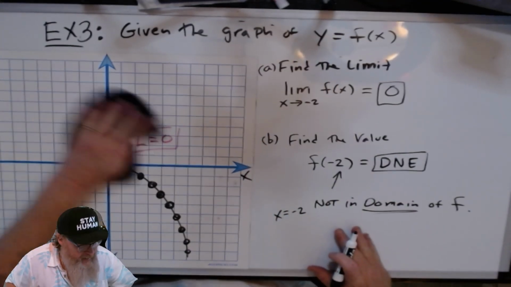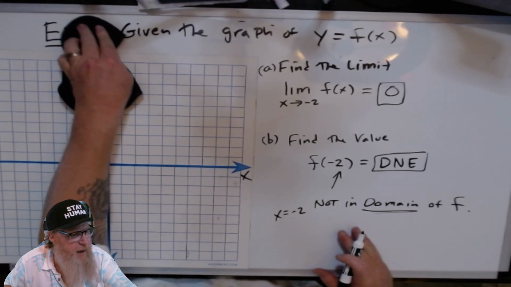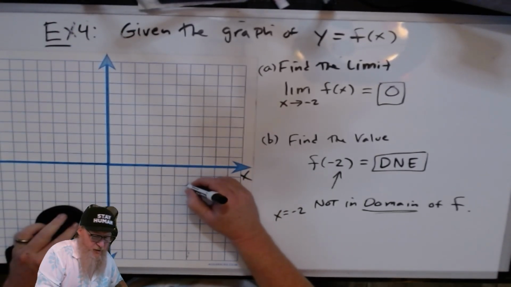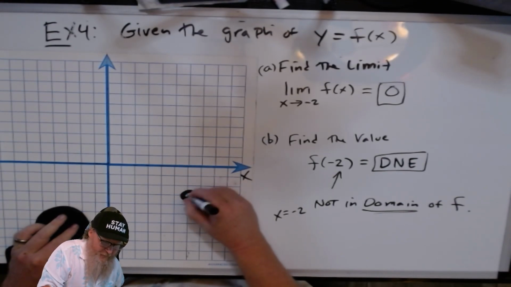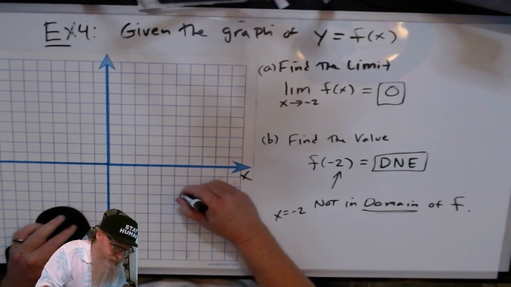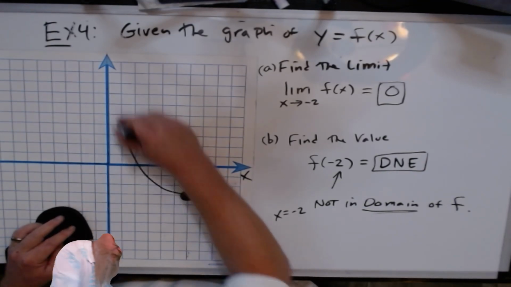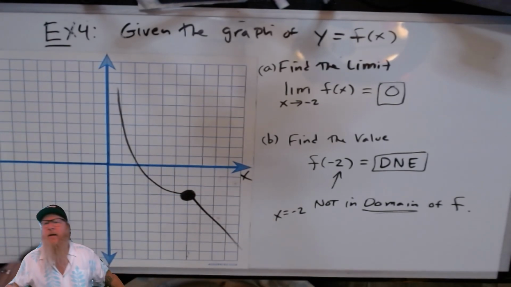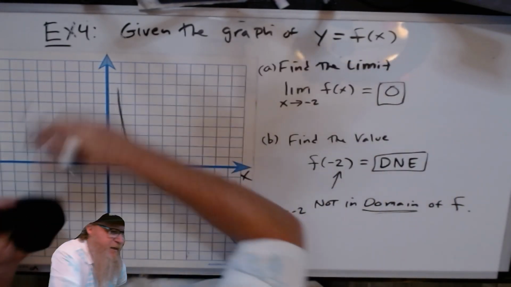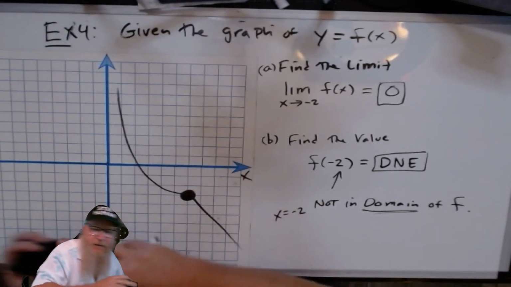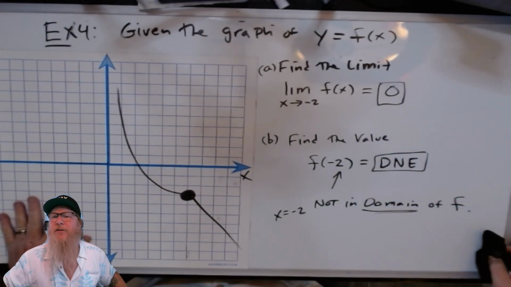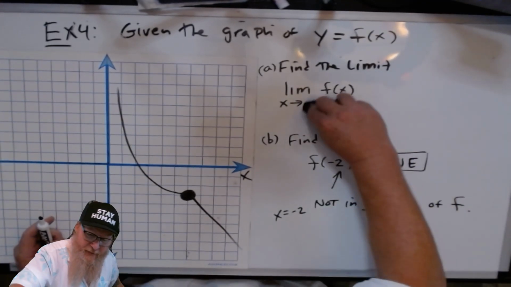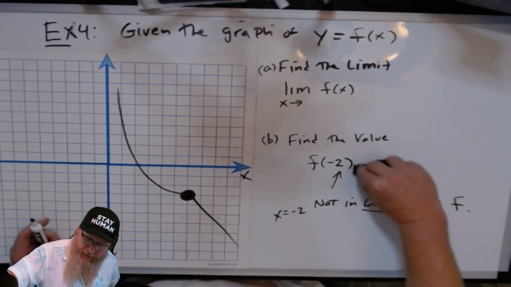The best case scenario, if you like to be an optimist about limits and values, are when the two things agree with each other. Example 4. Again, I'm doing the same instructions for all of these. Given the graph, find the limit. Just changing the critical value.